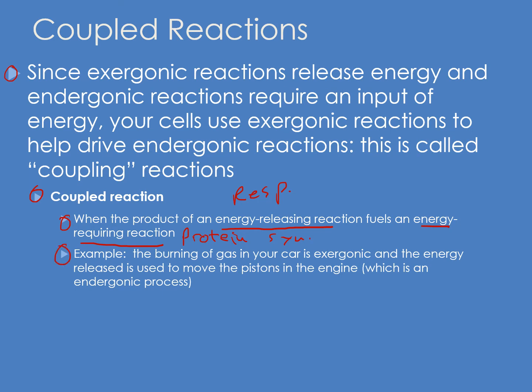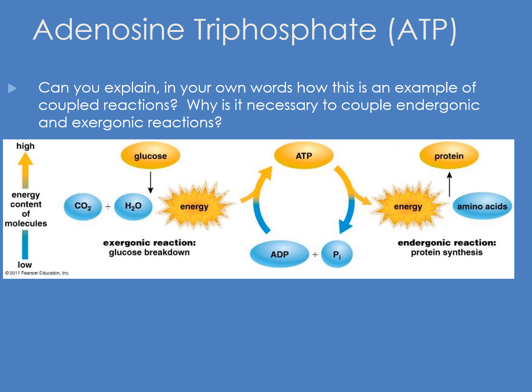Triangle number 4. Example: the burning of gas in your car is an exergonic reaction, and the energy released is used to move the pistons in the engine, and that's an endergonic process requiring energy. Thereby, we get work done. The car moves.